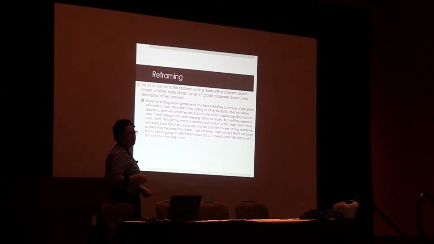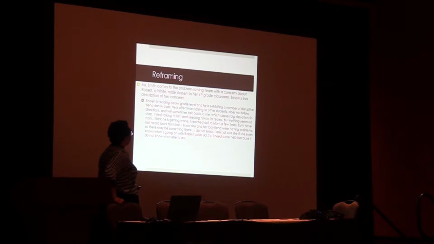So let's look at some examples and see if we can identify what the attribution is and how we could reframe it. I'm going to just read it out loud. Ms. Smith comes to problem-solving team with a concern about Robert, a white male student in her 4th grade classroom. Below is her description of her concerns. Robert is reading below grade level and he is exhibiting a number of disruptive behaviors in class. He is oftentimes talking to other students, does not follow directions, and will sometimes talk back to me, which causes big disruptions in class. I tried talking to him and keeping him in for recess, but nothing seems to work. I think he is getting worse.